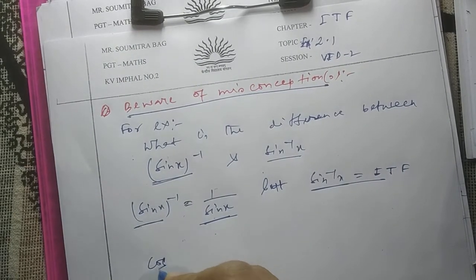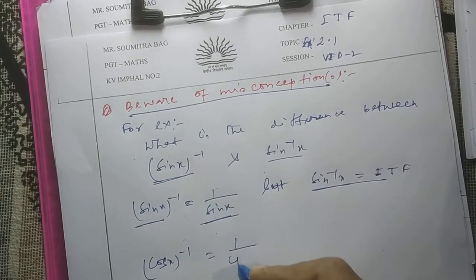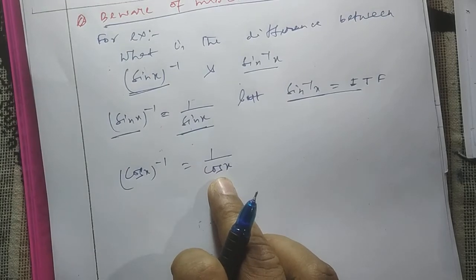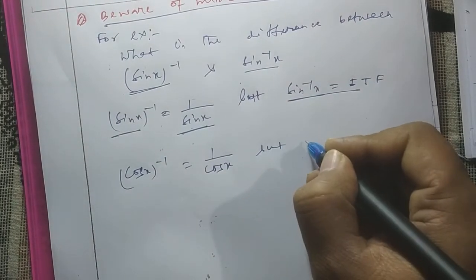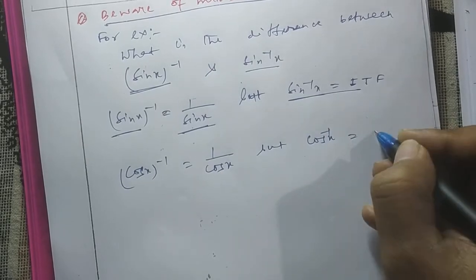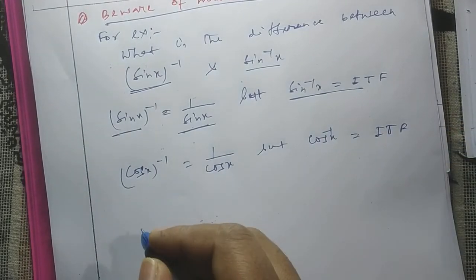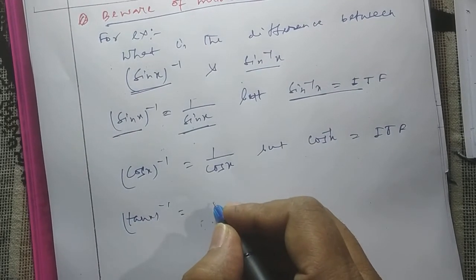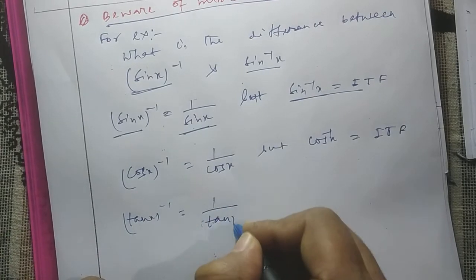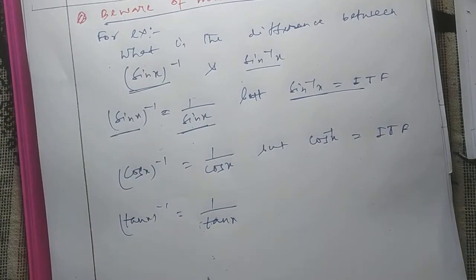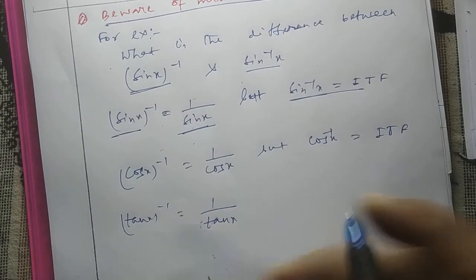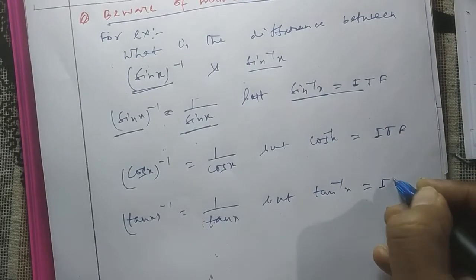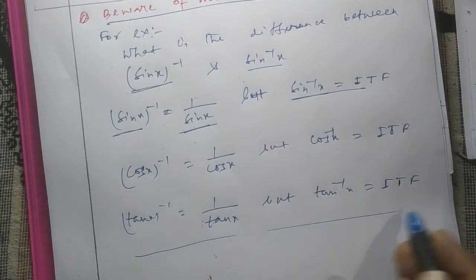Similarly, (cos x) whole power minus 1 means 1 by cos x. It is another trigonometric ratio, meaning sec x will come. But cos inverse x is an ITF. Similarly, (tan x) whole power minus 1 is the reciprocal of tan x, 1 by tan x. That means another trigonometric ratio will come, namely cot x. But tan inverse x is an ITF. So in this way you have to remember, and so on.